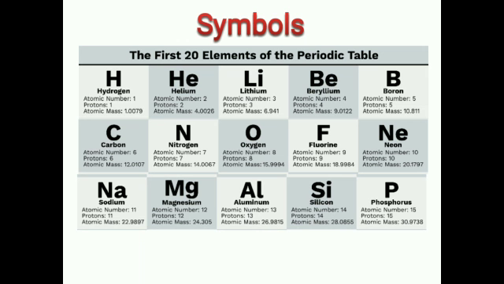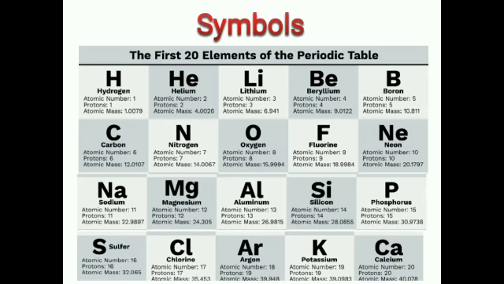And Na for sodium, Mg for magnesium, Al for aluminum, Si for silicon, P for phosphorus, and sulfur is represented by the symbol S. Chlorine is represented by the symbol Cl, and argon is represented by the symbol Ar, and potassium is represented by the symbol K, and calcium is represented by the symbol Ca. These are the symbols of the elements.